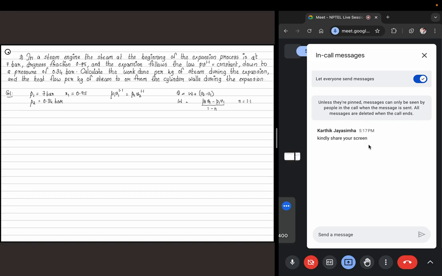So in order to calculate Q and W, out of all these parameters, I need to know V2, V1, U1 and U2. These four are the quantities that I need to determine, and I will be able to solve the problem directly. So what is V1? You know the initial pressure and initial dryness fraction, so you can calculate V1.